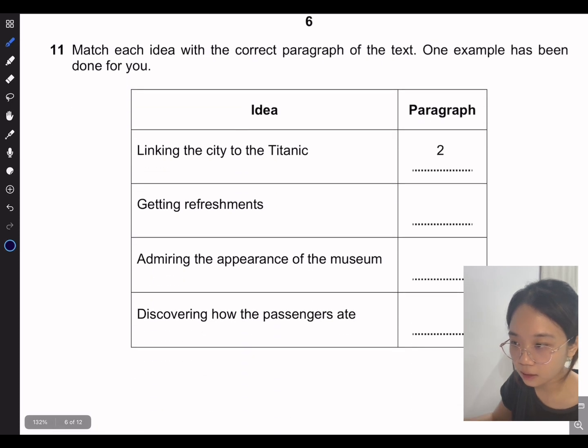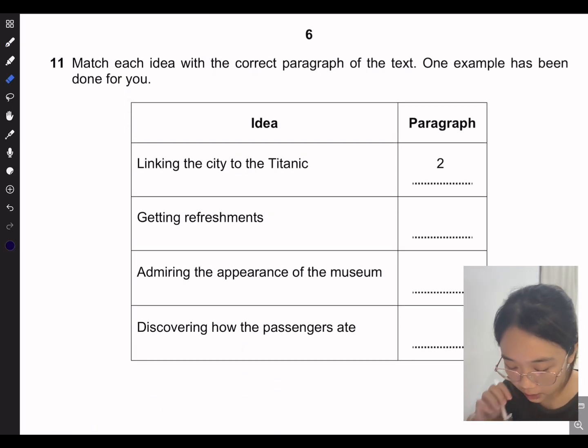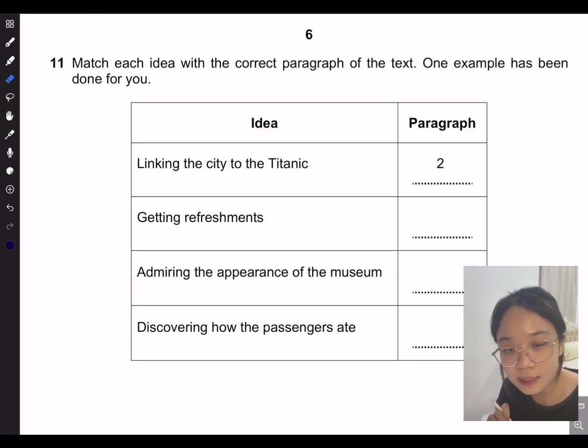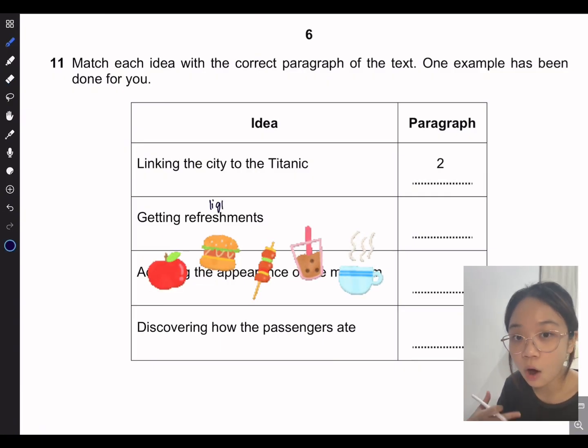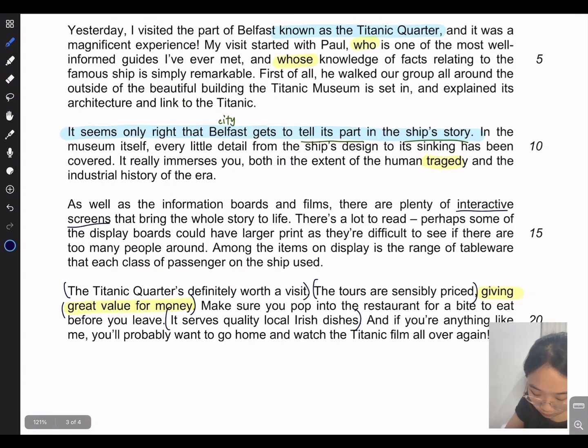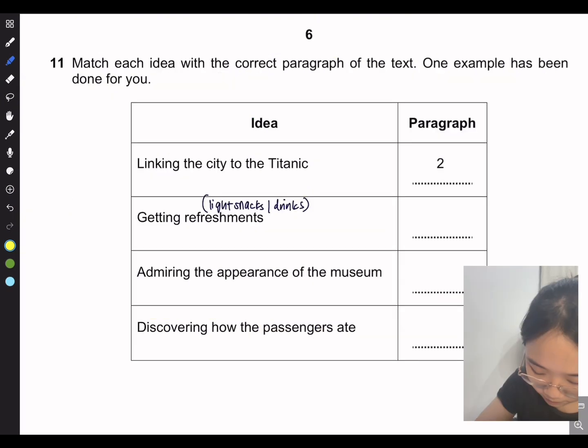Okay, so moving on. The final question here is match each idea with the correct paragraph of the text. So one example has been done for you, whereby the idea linking the city to the Titanic can be linked to paragraph 2. So what about getting refreshments? What are refreshments? Refreshments actually mean light snacks or drinks. And take a look at paragraph 4. They mention make sure you pop into the restaurant for a bite to eat before you leave. So this paragraph 4 is linked to getting refreshments.